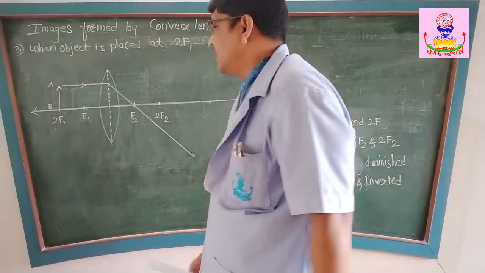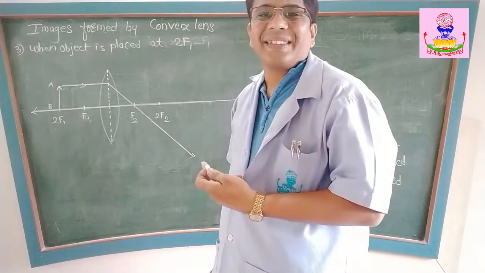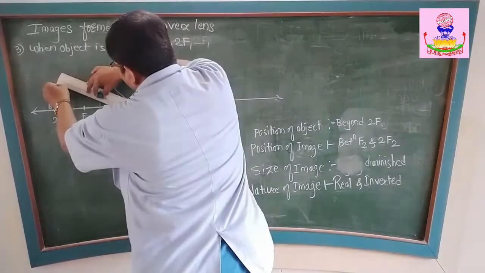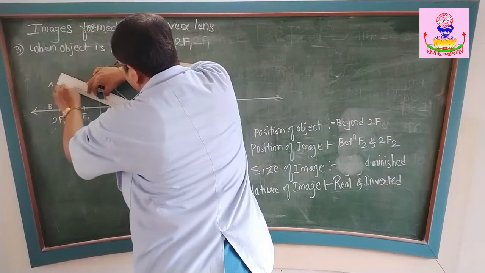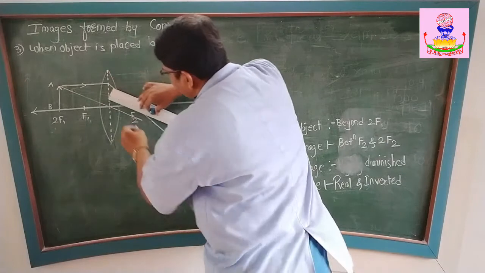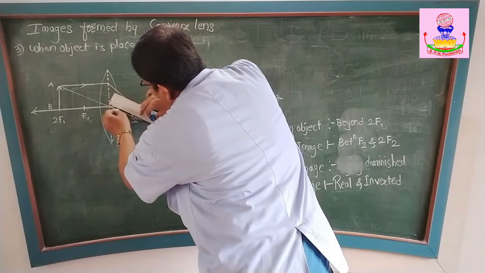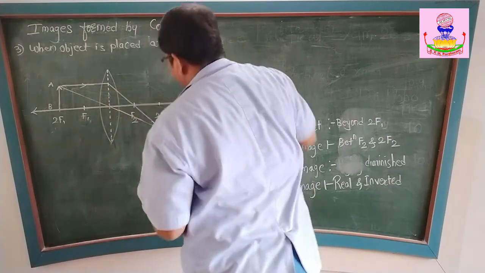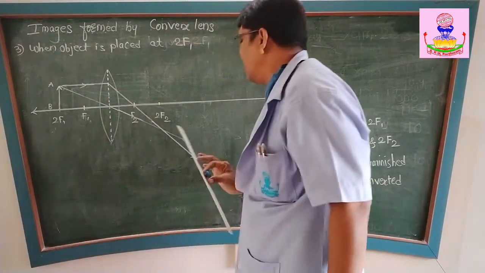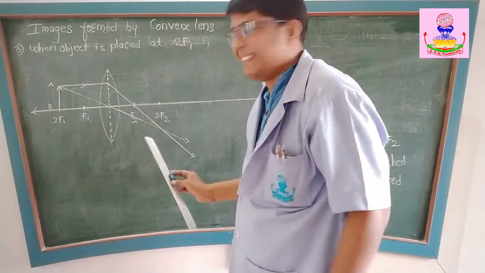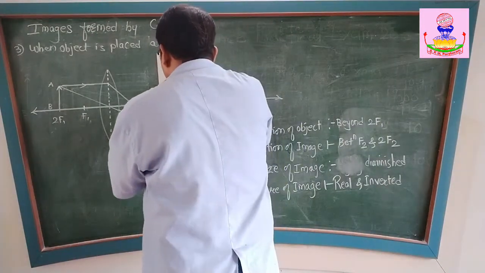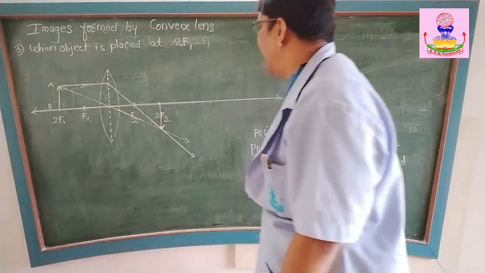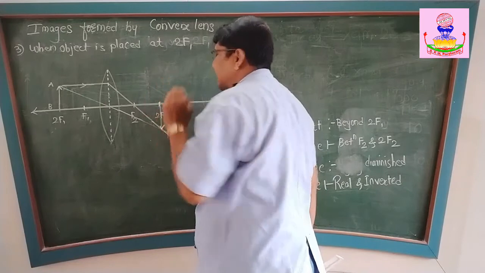Okay. Then the second ray of light, we will choose the same one that goes through the optical center. Easiest one. Now the second ray of light passing through optical center goes undeviated. Okay. Now you can see the intersection, right? And so the image formed is at 2F2.